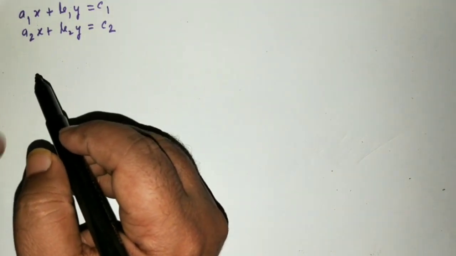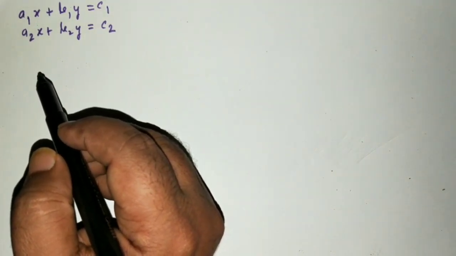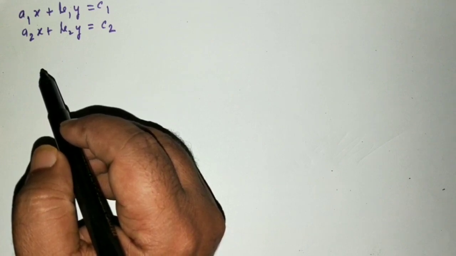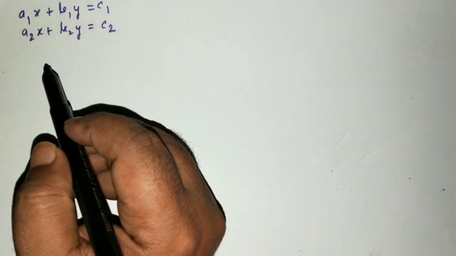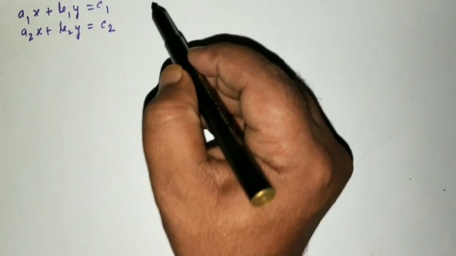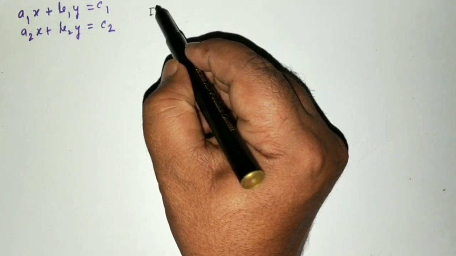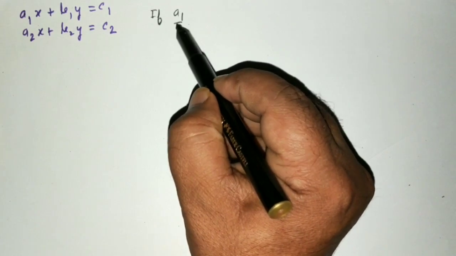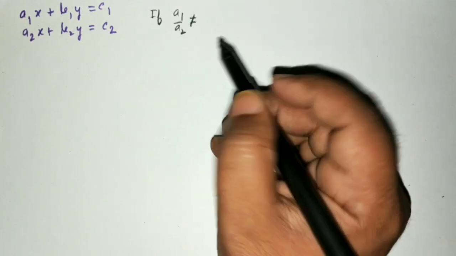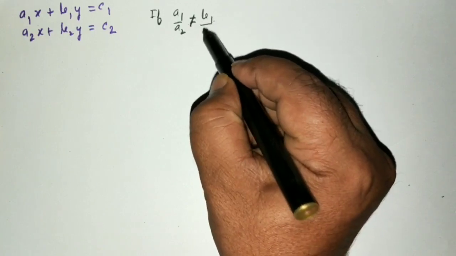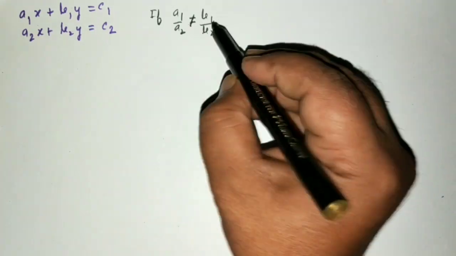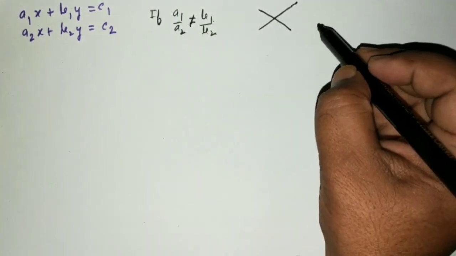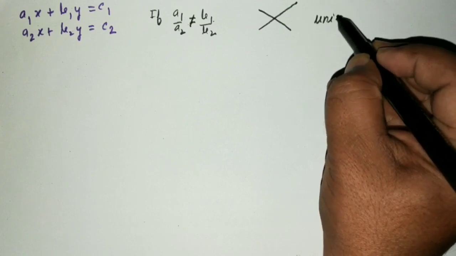So here, this is the non-homogeneous linear equations in two variables. Now in 11th standard you have studied that if A1 by A2 is not equal to B1 by B2, this is the condition when two lines intersect, that is we have a unique solution.